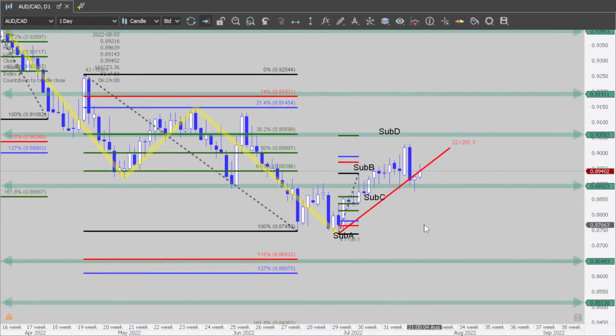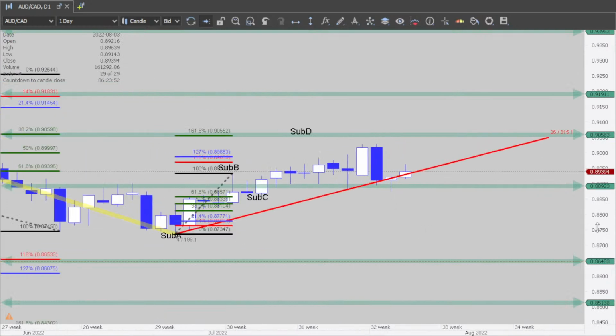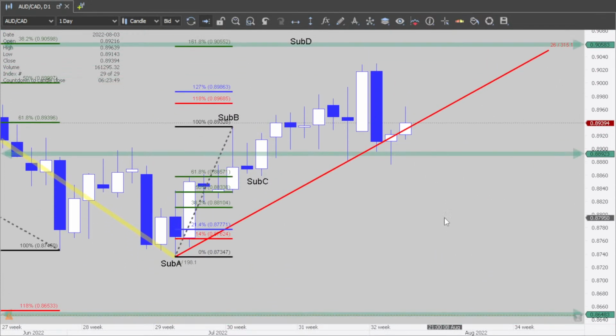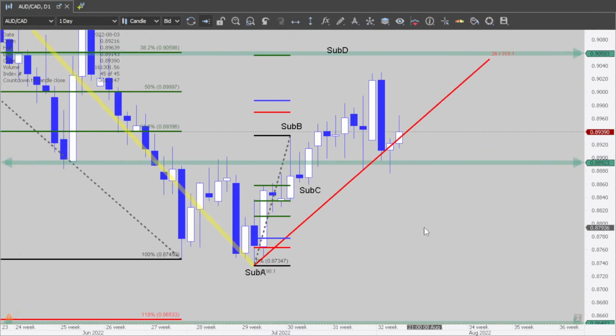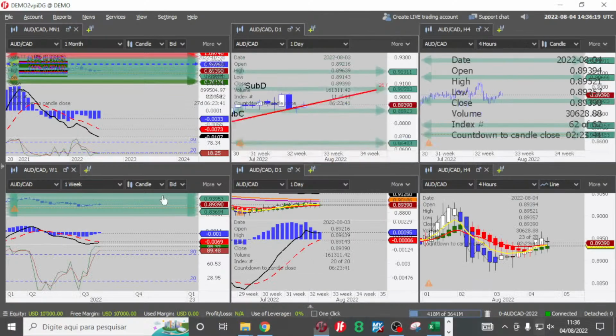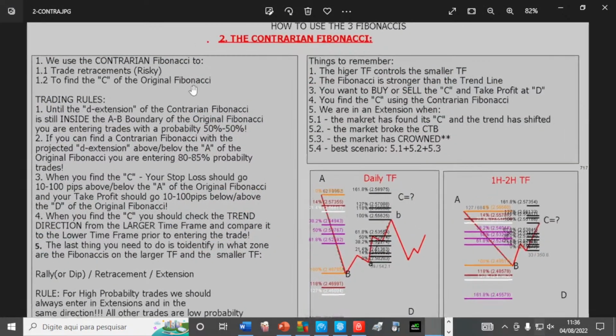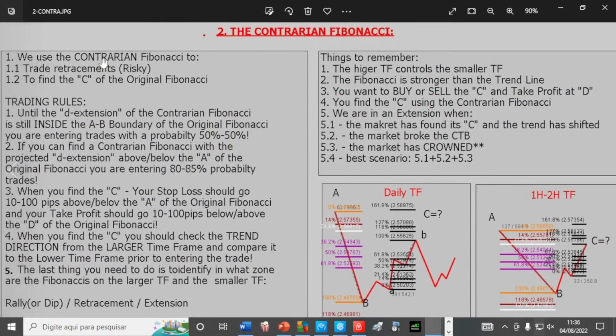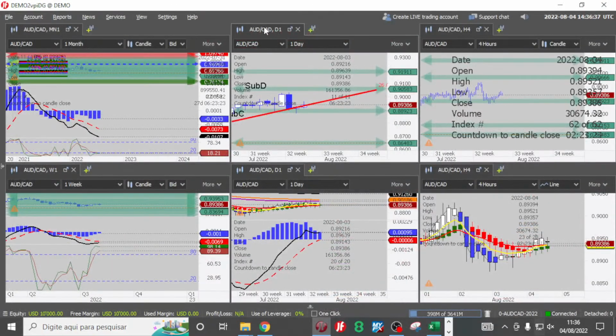Now, let's talk about retracements, right? And so it's like this. Give me a second, everybody. Okay, this is now the correct trend line, right? So this was the false breakout. Picture. We use the Contrarian Fibonacci to trade retracements, which is risky. Okay, so we are here ABCD.